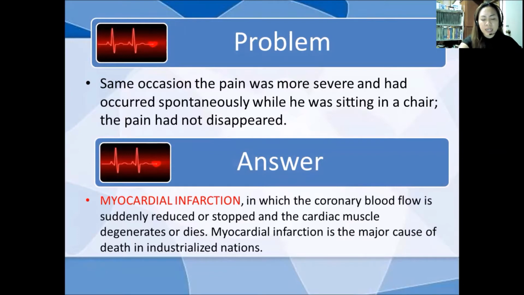So clearly, the knowledge of the blood supply of the heart and the arrangement of the coronary arteries is of paramount importance in making the diagnosis and treating this patient. That is why it is very important to study anatomy.